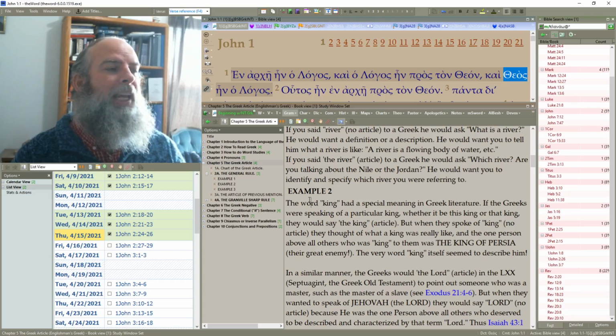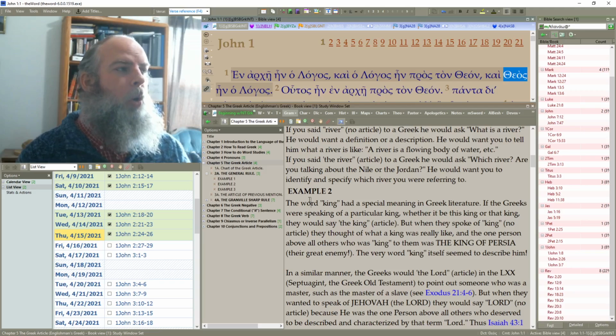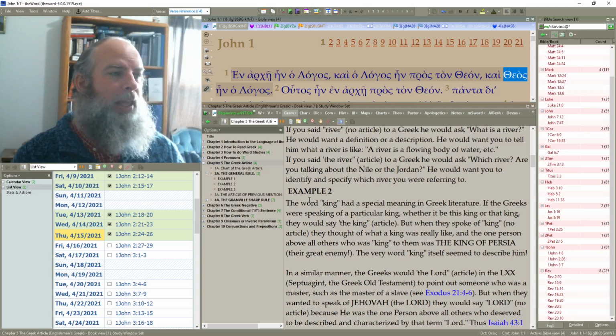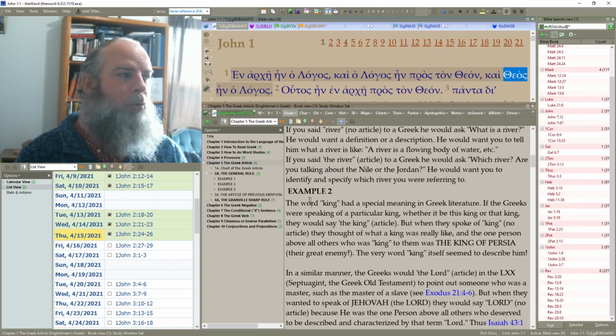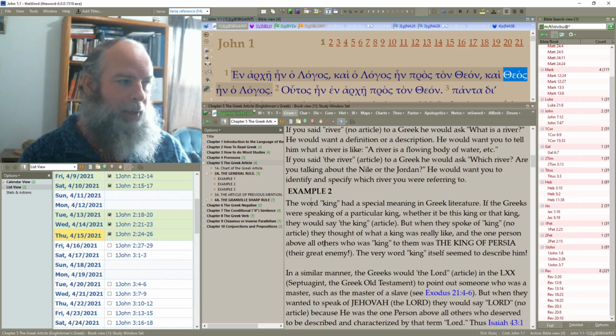Example 2, the word king has a special meaning in Greek literature. If the Greeks were speaking of a particular king, whether this king or that king, they would say the king, with the article. But when they spoke of a king, no article, they thought of what a king was really like. And the one person above all who was a king to them was the king of Persia, their great enemy. The word king itself seemed to describe him.